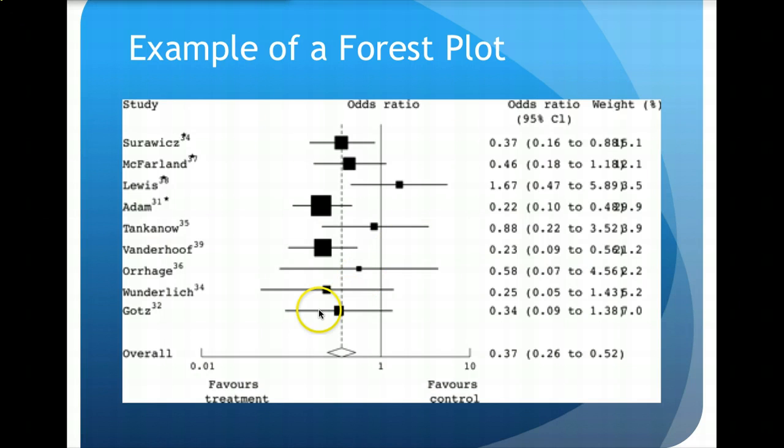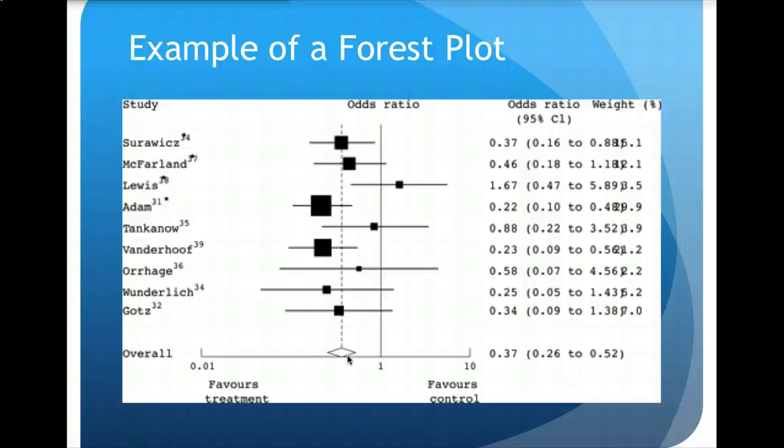This diamond here represents the combined treatment effect. And as you can see, you have your numbers over here as well. And the horizontal tips represent the 95% confidence interval.